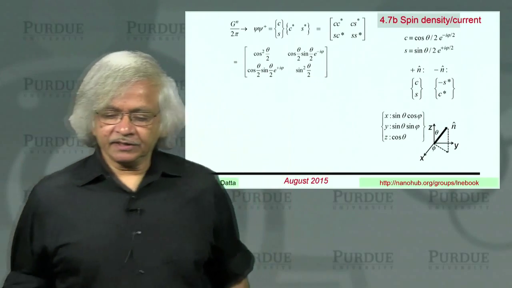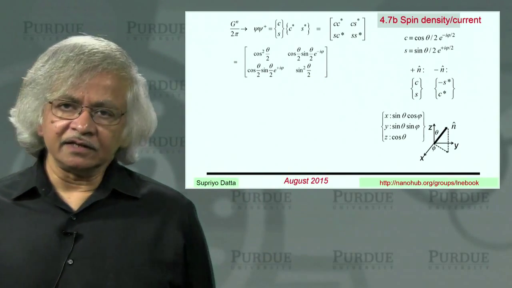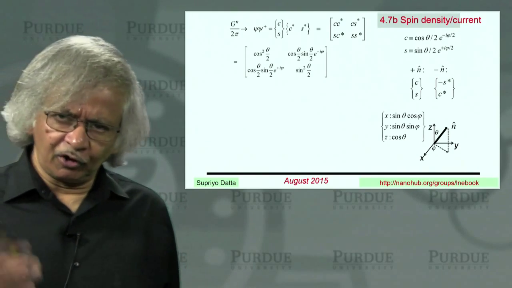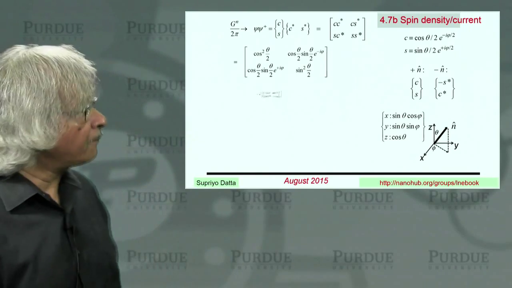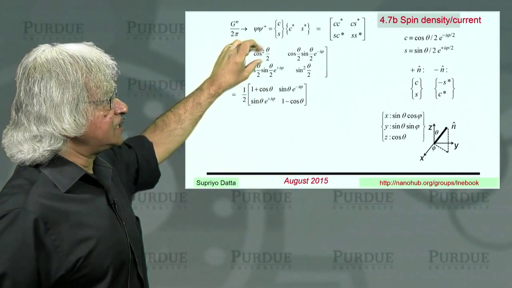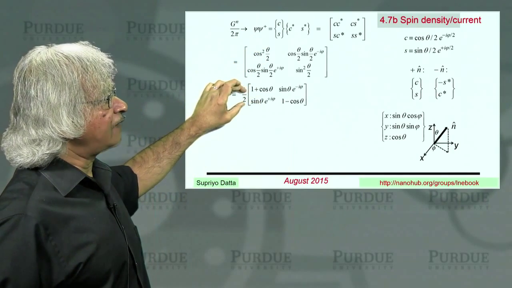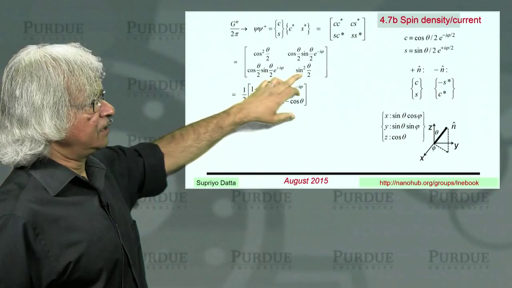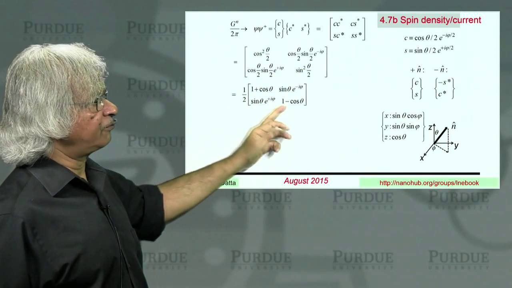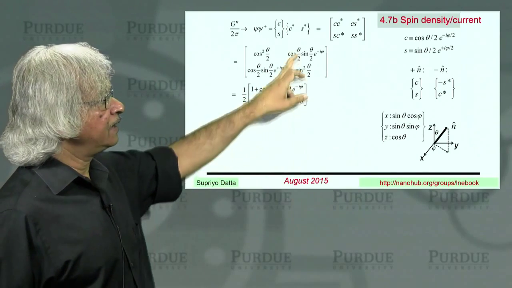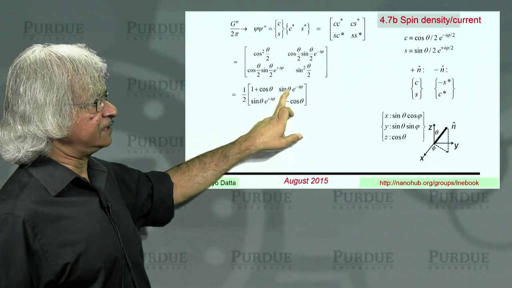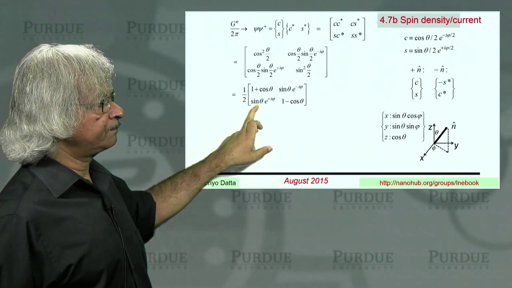Next, what we could do is use these trig identities, which you have used before, so you're probably getting used to it now. So write this cosine square half theta as half of 1 plus cosine theta, or sine square half theta as half of 1 minus cosine theta. And this quantity is half of sine theta, and same here.